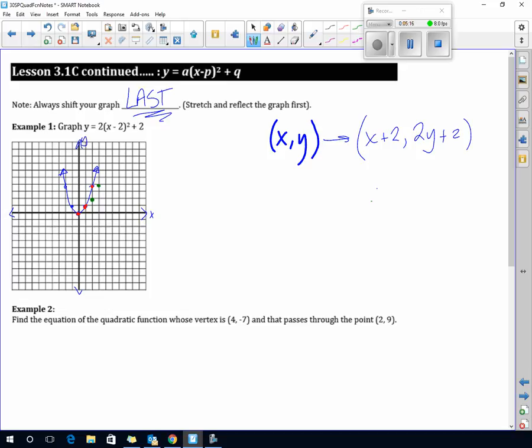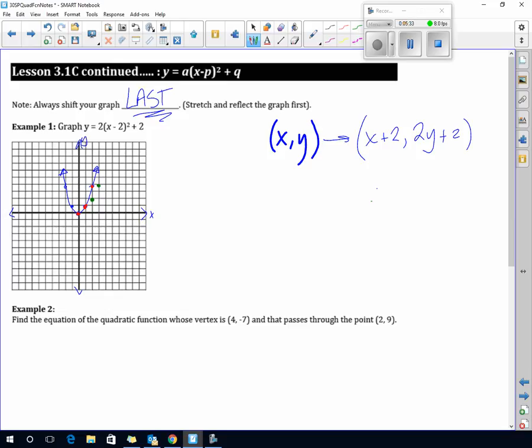Does everybody see that? We're not going 8 up. We're doubling it to the height of 8. Does that make sense? And now I'm going to go right 2, up 2. There's my third point. What do I do after this?